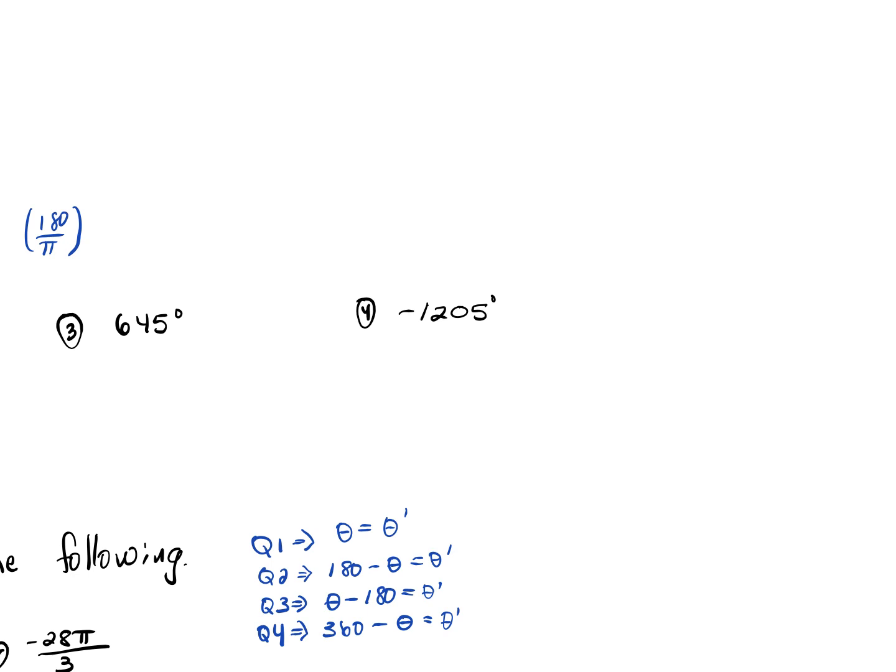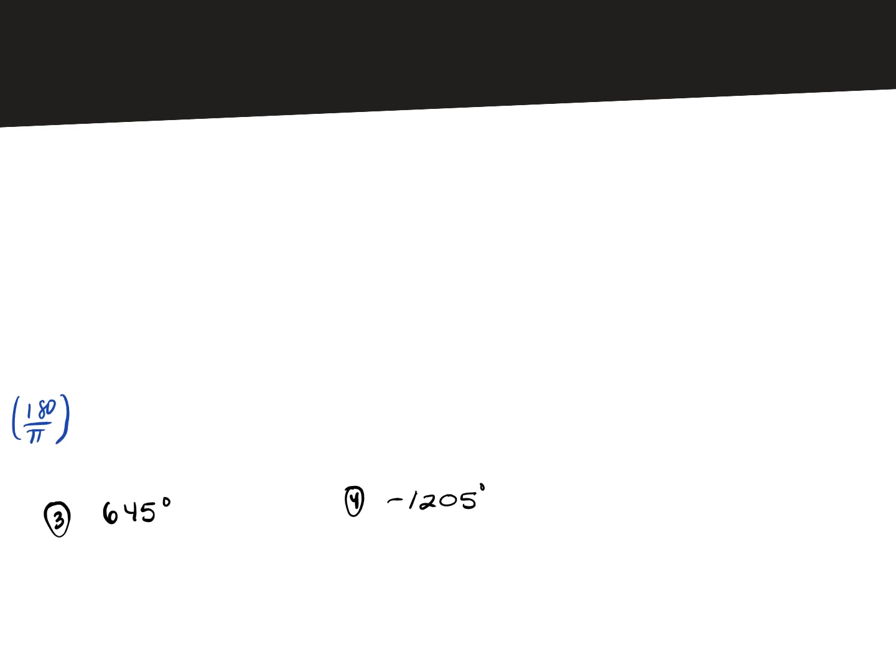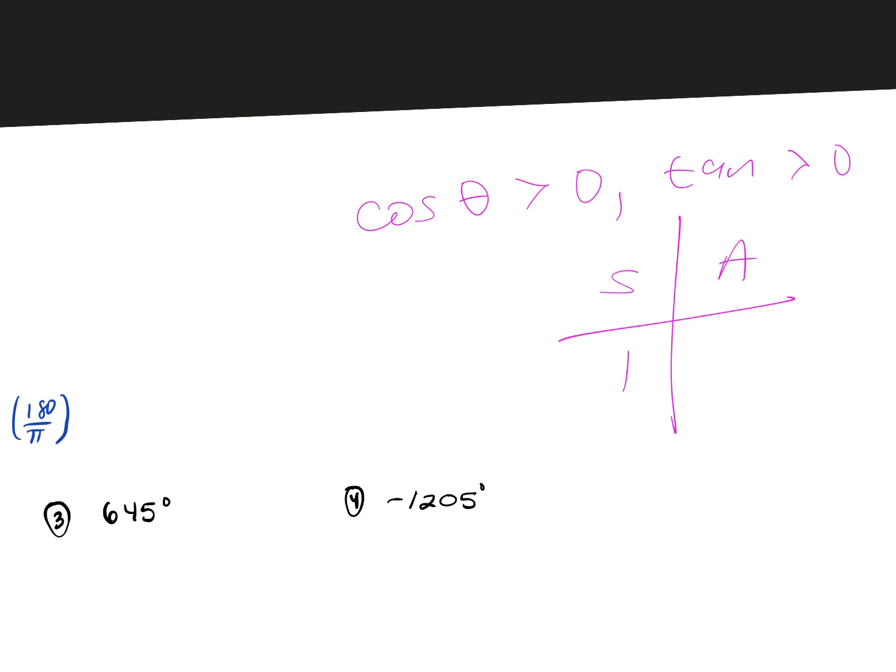You're going to have questions that just tell you something like the cosine of theta is greater than 0 and tangent is greater than 0. Right? Well, what does that mean? All Students Take Calculus. You look at the first statement. That first statement will help you eliminate 2 quadrants. If cosine is greater than 0, that means it's what? Positive, all right? So in quadrant 1, everything is positive, right?